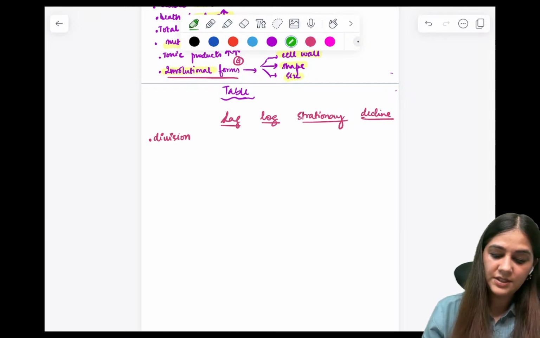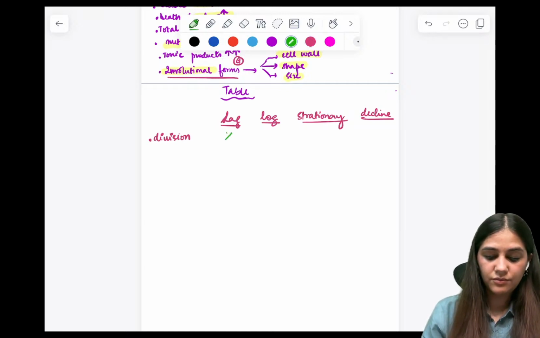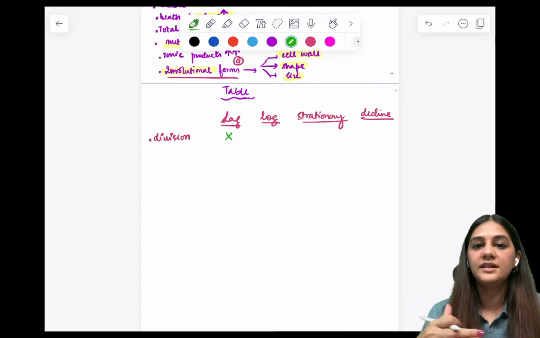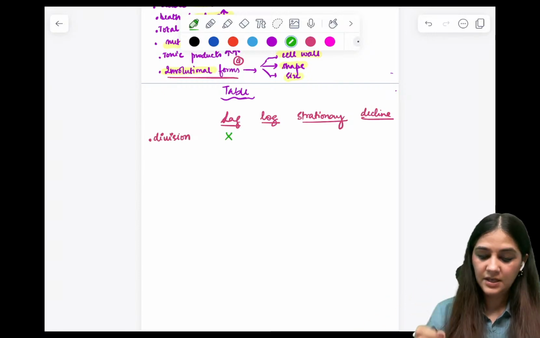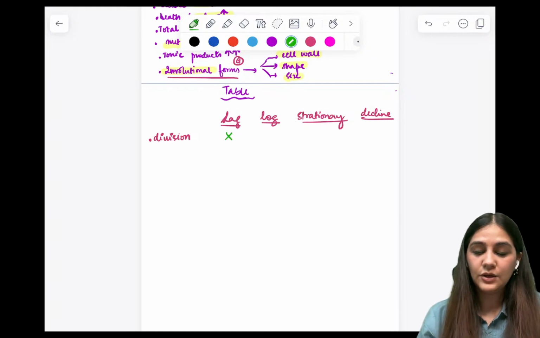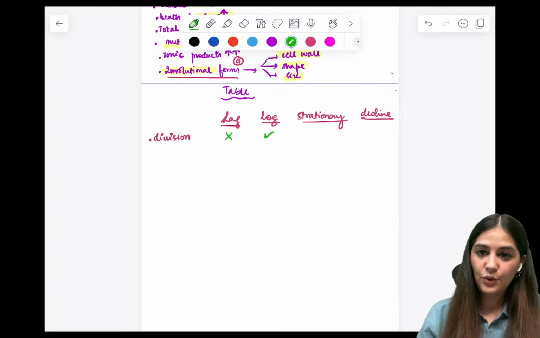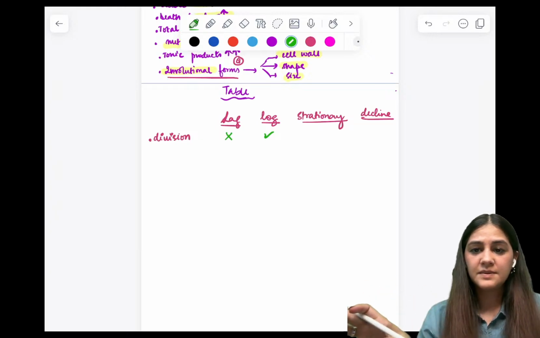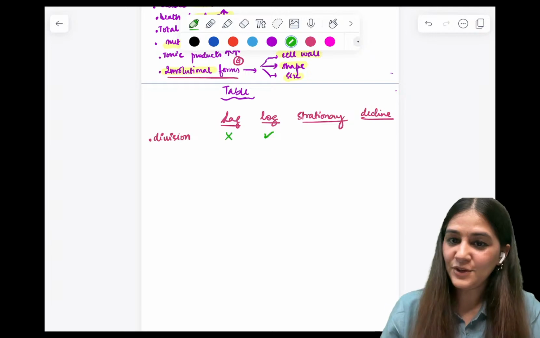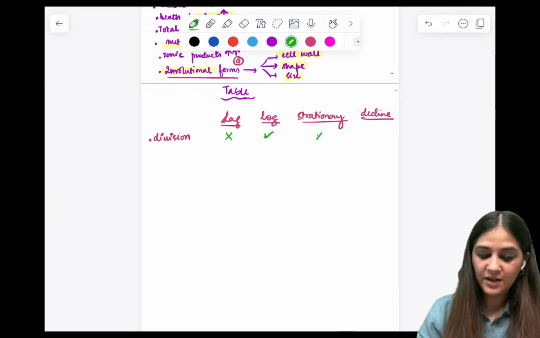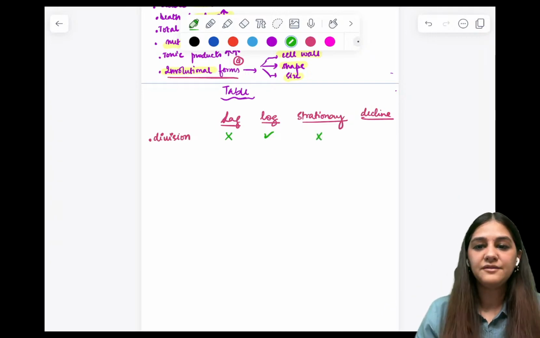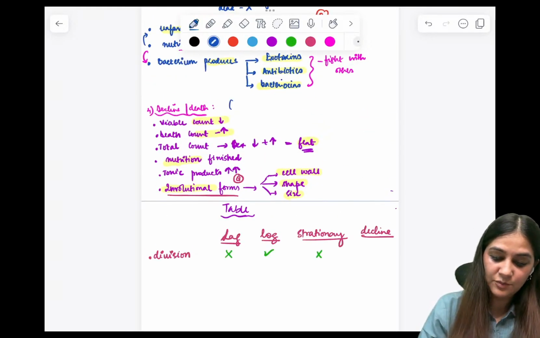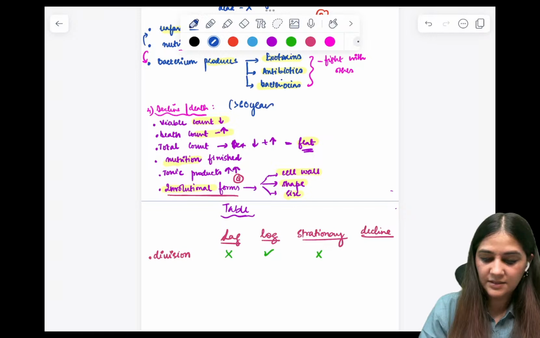So is division taking place in the lag phase? No, division is not happening yet in the lag phase. In the lag phase they are only accumulating nutrients, preparing itself for the delivery, right? Is division happening in the log phase? Yes, it is happening in the log phase. Is division happening in the stationary phase? At 50 to 60 years, is anybody having children? No, they're not having children. So definitely not happening in the stationary phase. And the decline phase is more than 60 years of age. Let's put it like this.